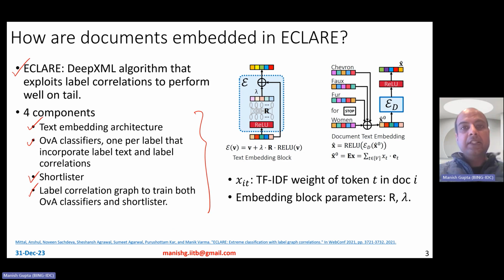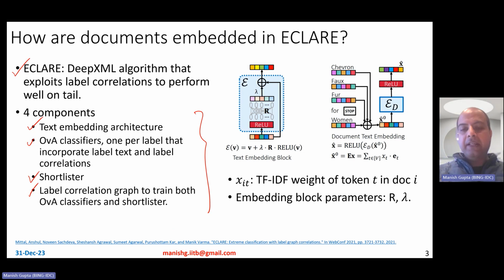Finally, it also learns a label correlation graph, which is used to train both the one-versus-all classifiers as well as the shortlister. And it follows the same typical DeepXML pipeline, which means in module 1 we'll be learning the embedding matrix, in module 2 we'll be learning the shortlister. Module 3 is going to be the initializer, or reinitializer, and module 4 is going to be the main XC solver. Okay.